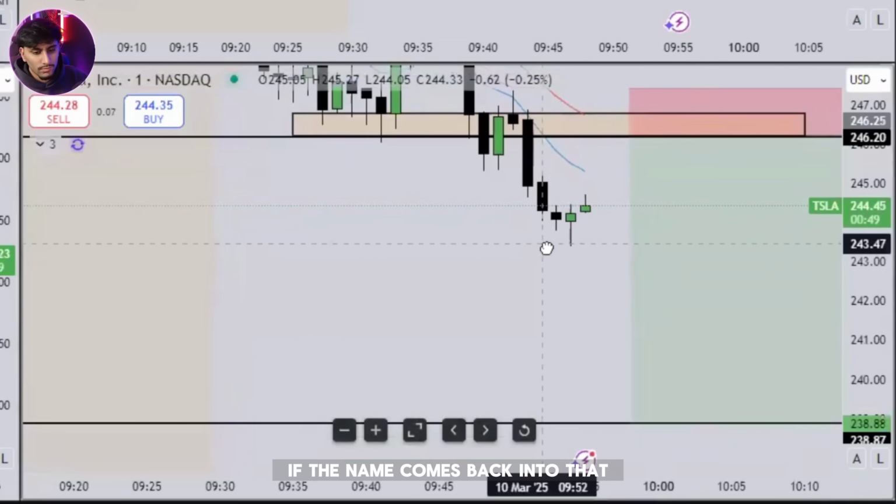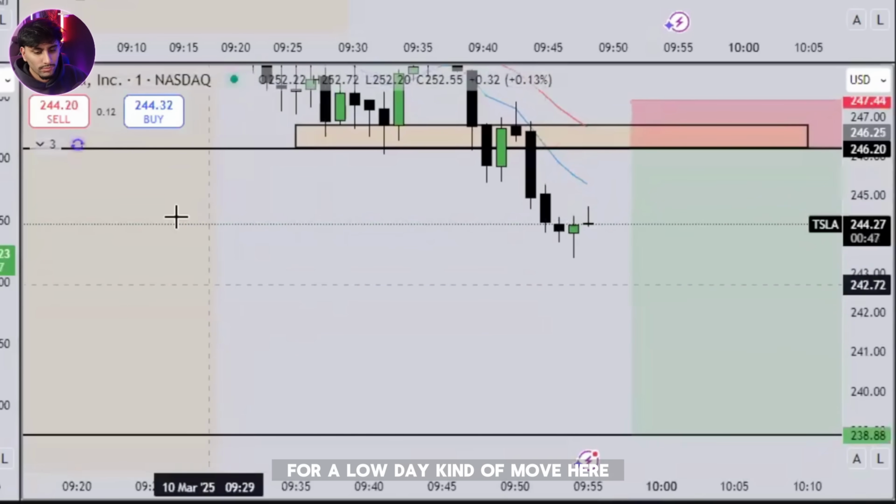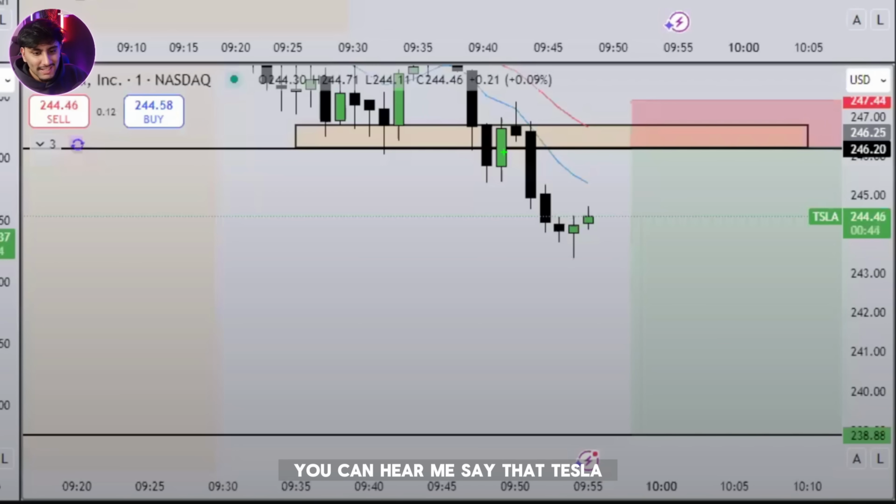We'll see what happens if the name comes back into that for a low of day kind of move. Here you can hear me say that Tesla, this up close candle is what I'm going to be looking for, a retest for a move back down into low of day and this 238.88 key level. You can see this is the level that Tesla needs to hold now for that continuation play to the downside.